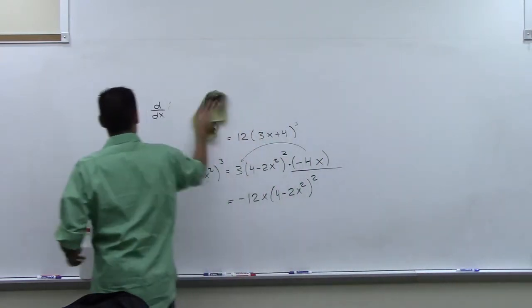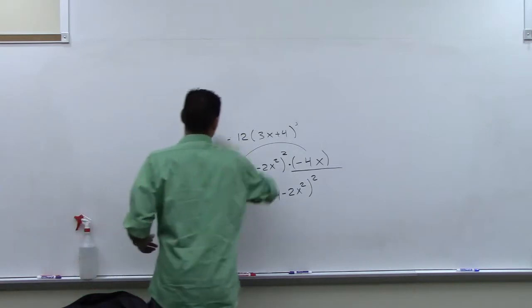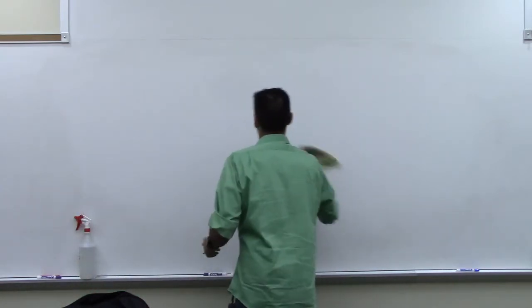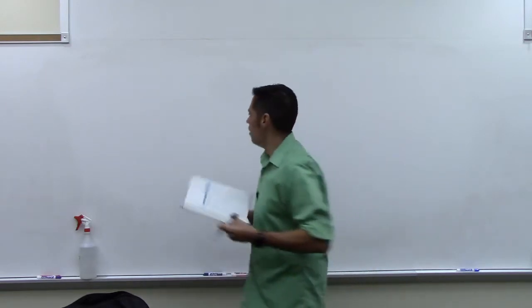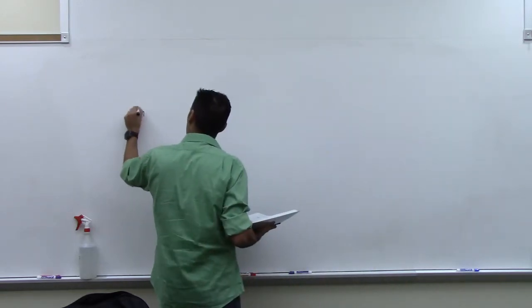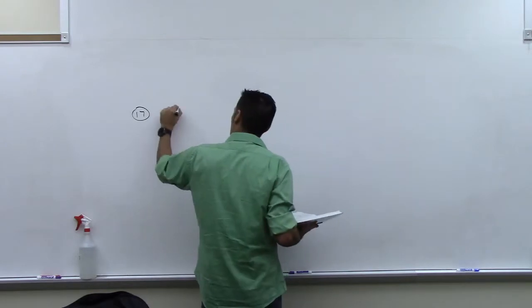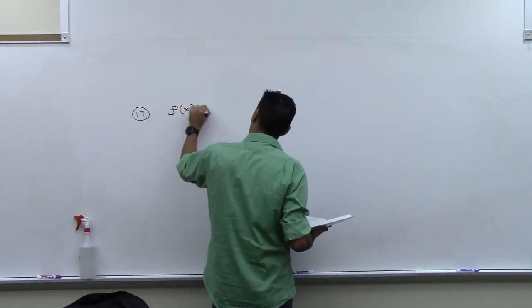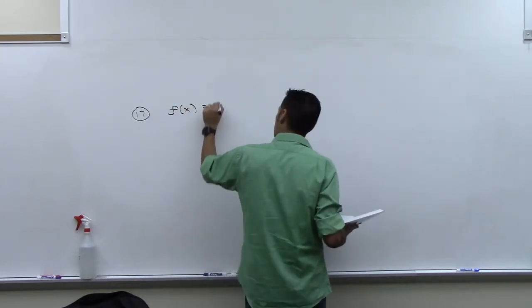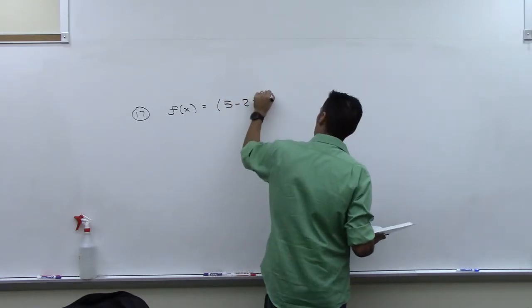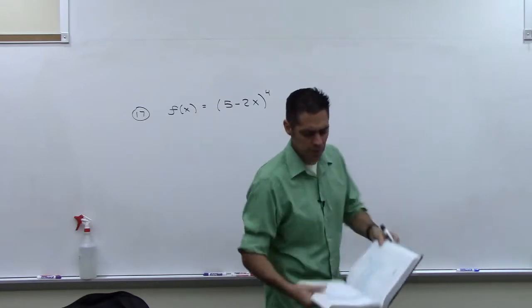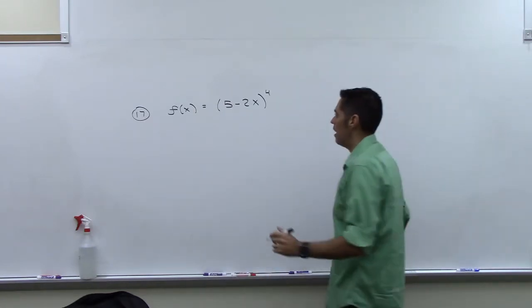All right, let's move on. Number 17. So for 17, we have a function f of x is equal to (5 minus 2x) raised to the 4th power. And we want to take the derivative using the chain rule and simplify.